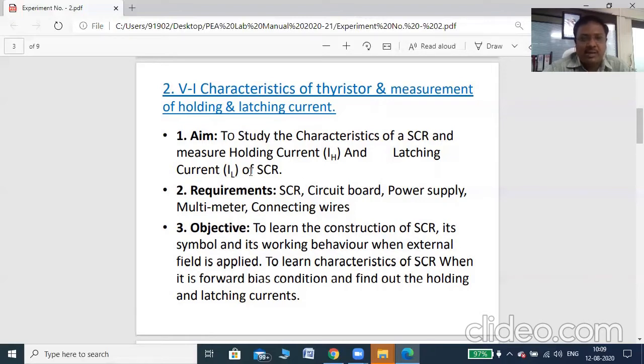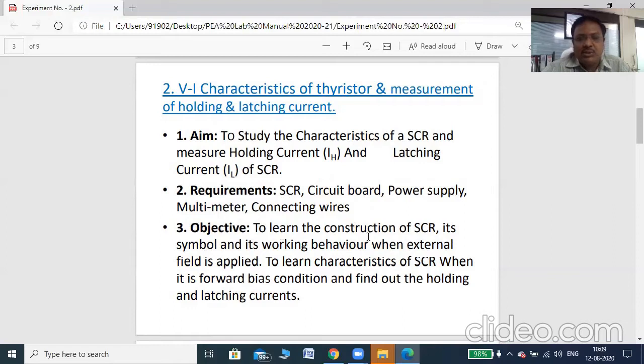Again, the characteristics are helpful to understand the working of power devices, the behavior of a power device under different conditions when an external field is applied. So it is helpful for us to study the characteristics of SCR and measure the holding and latching current. The requirements are an SCR circuit board, power supply, multimeter, and connecting wires.